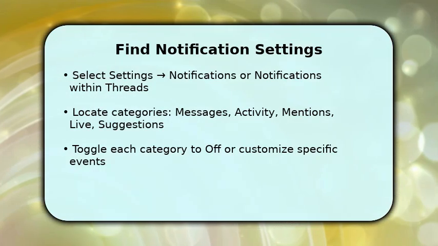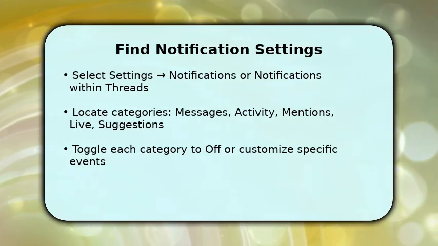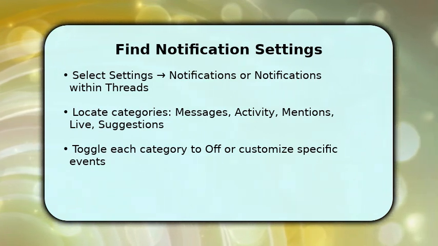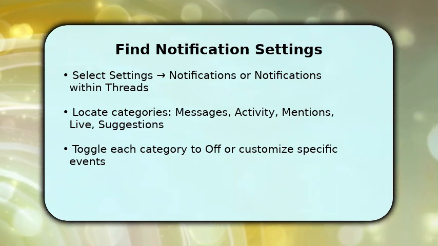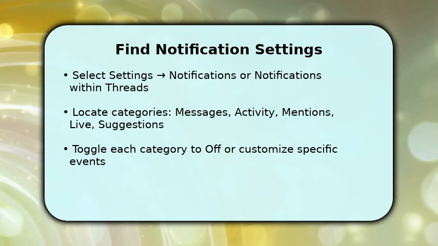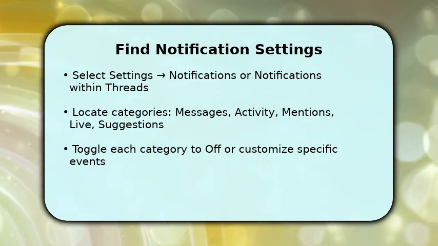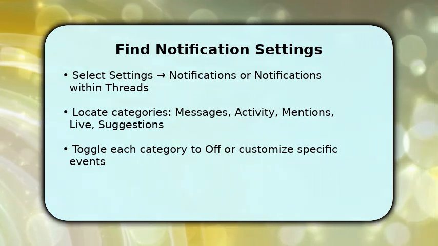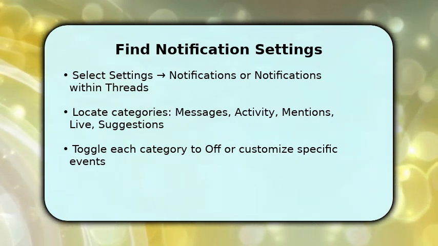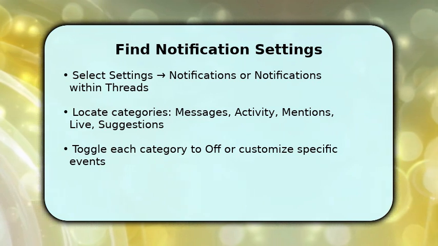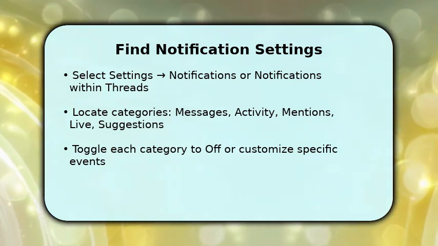Threads may list notification categories like Messages, Activity, Mentions, Live, and Suggestions. You now systematically review each category. Tap Messages to silence DMs, Activity to stop likes and follows, and Mentions to avoid tag alerts. Make deliberate choices, toggle off for everything you don't want, or choose granular options to keep essentials. This reduces interruptions while preserving important alerts.